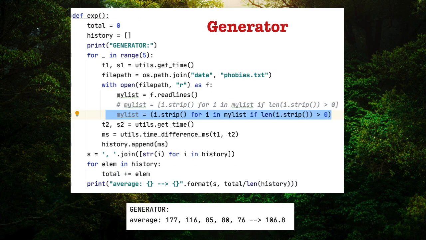I ran the same program again, only this time swapped out the square brackets for round ones, and in so doing created a generator. To be honest, I was skeptical about the comprehension being quicker, but it was. In fact, it was almost twice as fast, 171 versus 107 milliseconds.